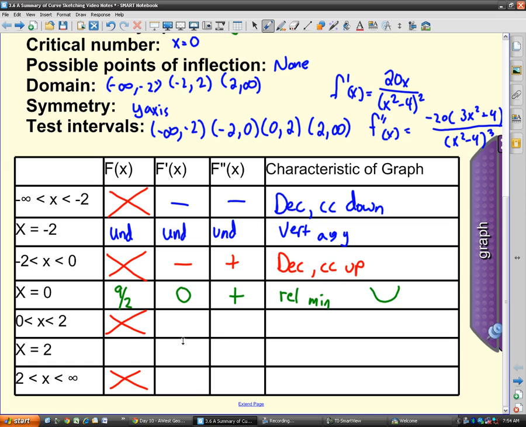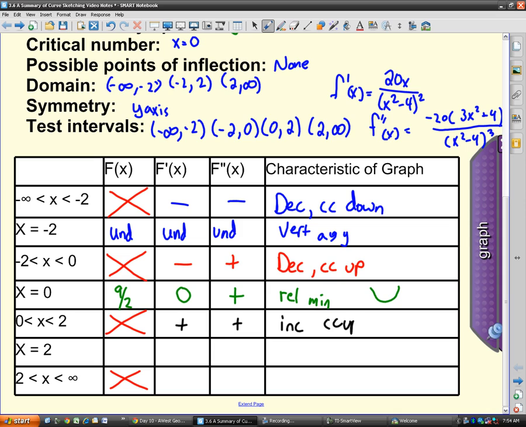So then we're going to test the interval between 0 and 2, so I'm going to plug 1 into this guy. I get a positive on top, positive on the bottom. When I put 1 into this one, I get a negative on top and a negative on the bottom, so that's another positive. So this time I'm increasing and concave up.